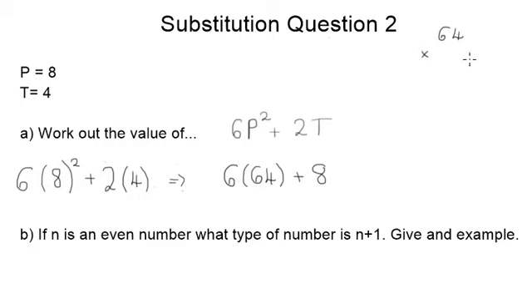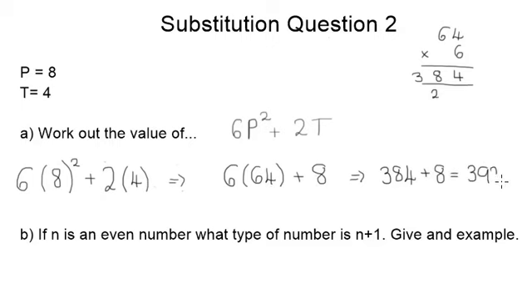So 64 times 6, I'm going to use the column method here. We need to start with our 6 times our 4, which gives us 24. And our 6 times our 6, which is 36, but remember we've got to add the 2, so that's going to give me 38. So we've got 384. I'm going to now substitute that instead of my 6 times 64, and I'm also going to have my plus 8 at the end. Okay, so this gives me a final answer of 392. Double check that if you need to.